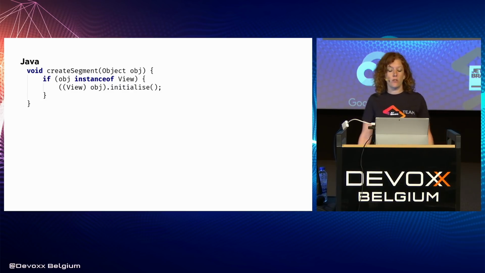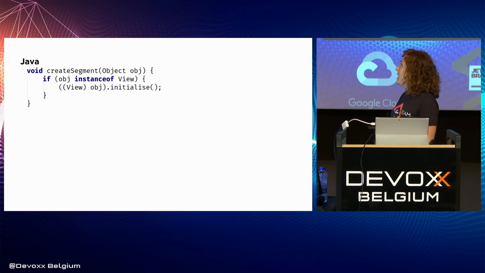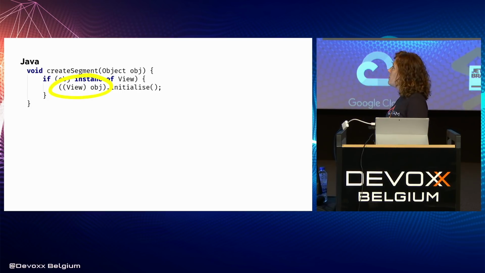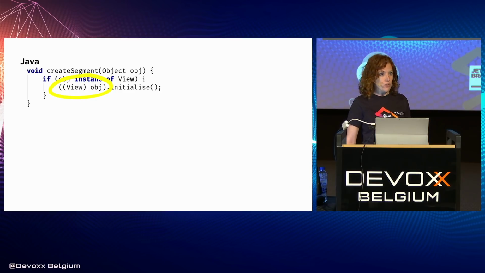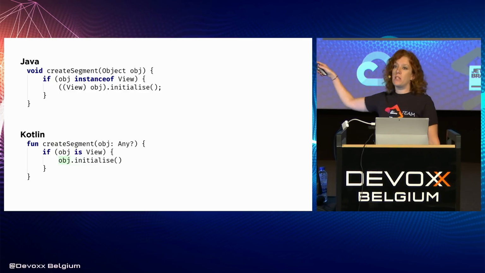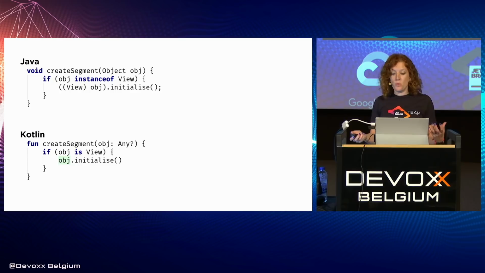All right, let's talk about casting. Casting, yes, again, Venkat talked about this yesterday, thank you. Casting is kind of ridiculous, really, in this particular case. I've already said, is this an instance of view? And then I have to cast it to a view to use it as if it's a view. That's kind of extremely tedious and difficult to read. And in Kotlin, you don't necessarily have to do that. You just say, if it's a view, you use it as if it's a view.